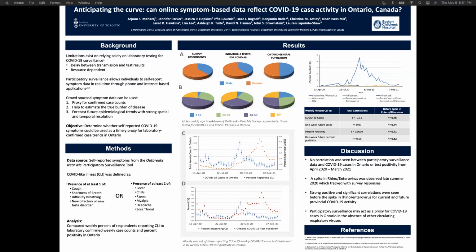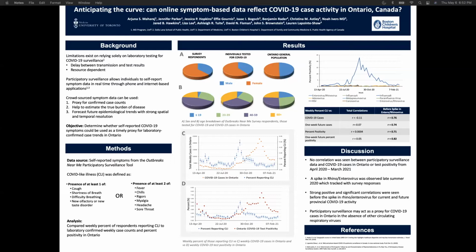Enter syndromic surveillance and a subtype of syndromic surveillance called participatory surveillance. This allows individuals to self-report symptom data in real time, either through phone or internet-based applications. This crowdsourced symptom data can be used as a proxy for confirmed case counts. It can be used to help estimate the true burden of disease and can be used to forecast future epidemiological trends with strong spatial and temporal resolution.